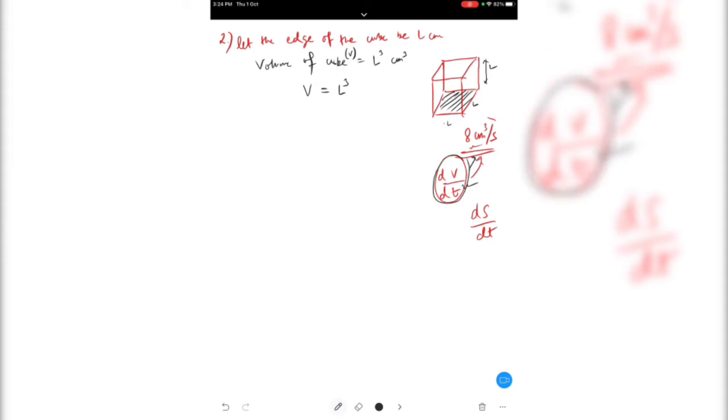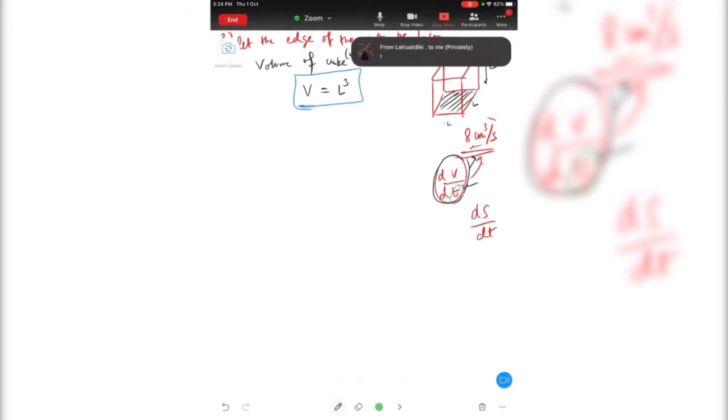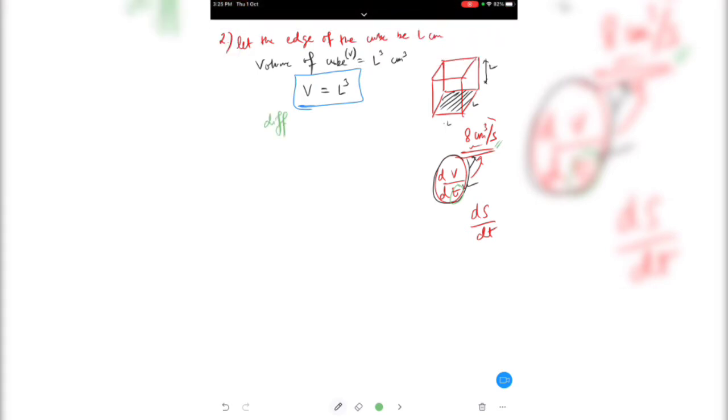So I will differentiate this expression. Can anybody tell me with respect to what? With respect to L or with respect to t? I will differentiate it with respect to t because dV/dt is given, right? So I will write, differentiating with respect to time, the volume will become dV/dt. Now L cube is here.